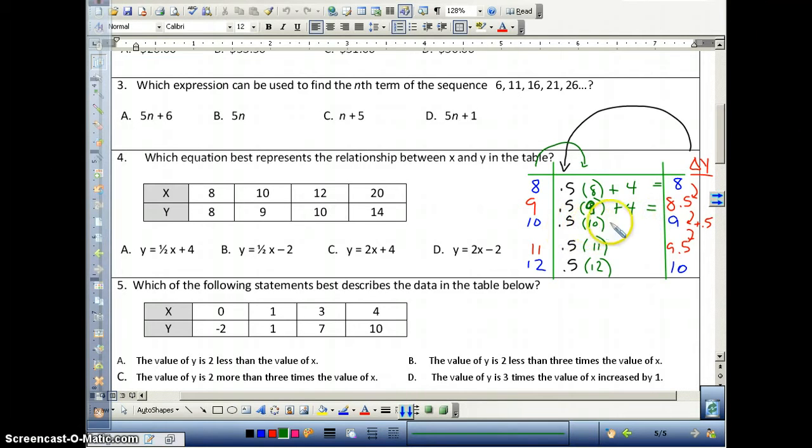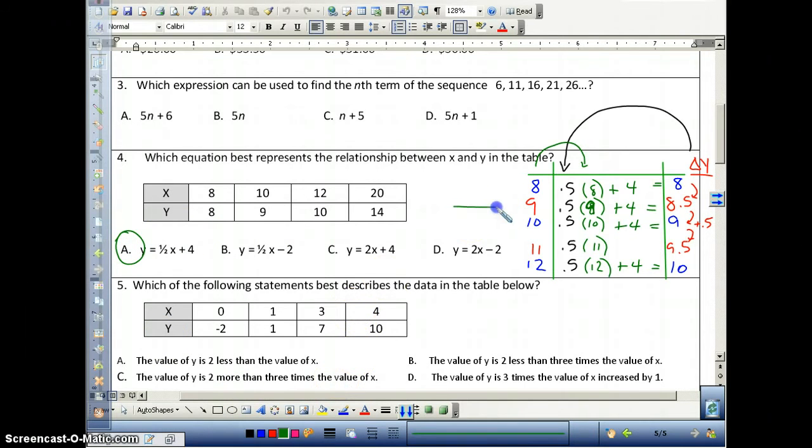Half of 10 is 5. How do you change that into 9? You're adding 4. You're going to add 4 all the way down the line. This is 6. How do you change it into 10? You add 4. Does that help you find which one of these equations goes with this table? Well, yeah, it's 1/2 times your x value plus 4. That one right there.